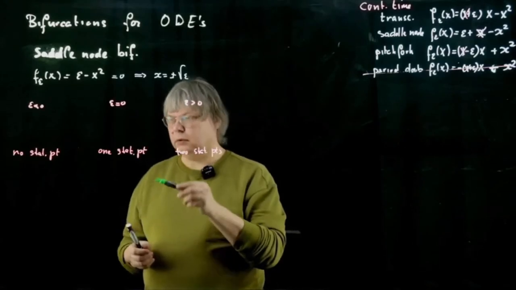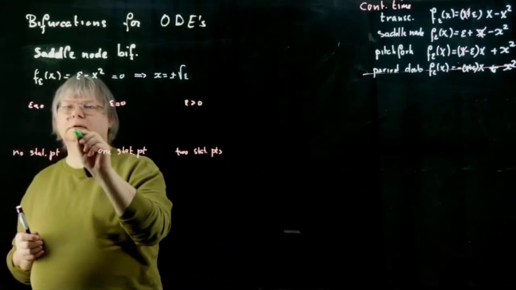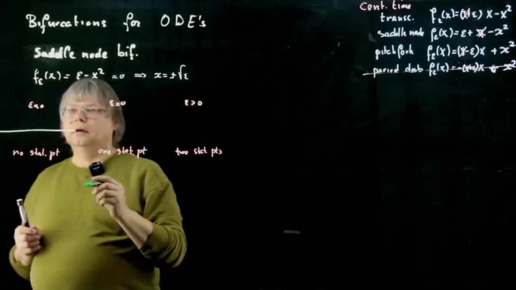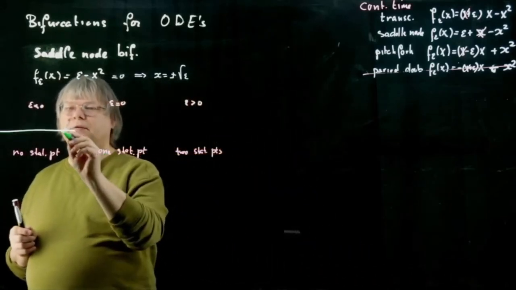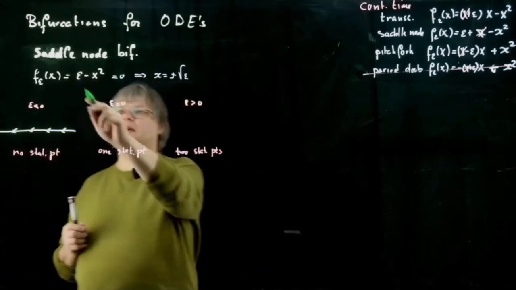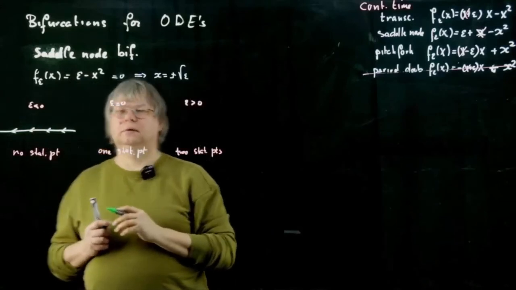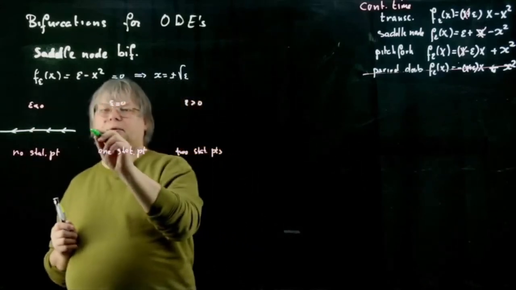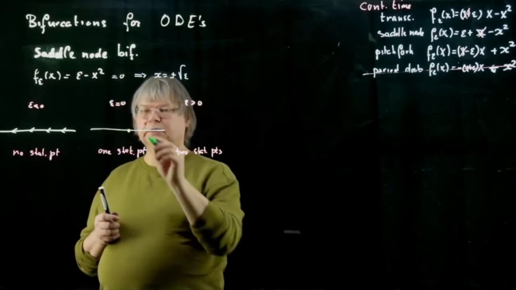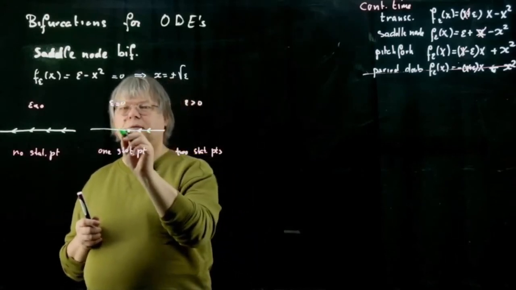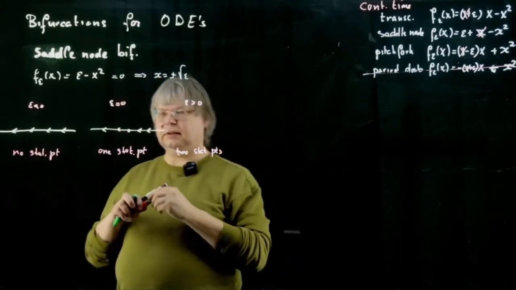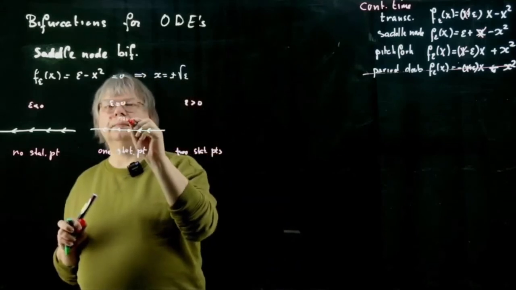So pictures look like this. No stationary point. Everything goes to the left. Because if epsilon is negative, this is just a negative value. When epsilon is zero, there is one stationary point. It is attracting from the right and repelling from the left. And that means that this stationary point has to be neutral.